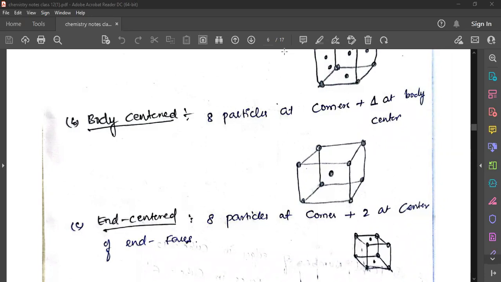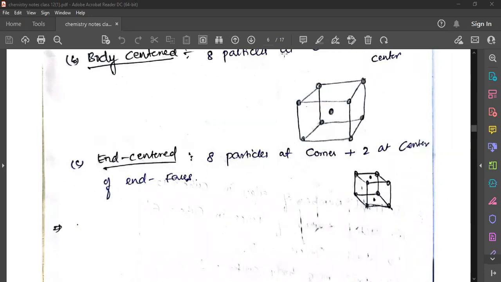The last one is the end centered. What is the meaning of end centered?